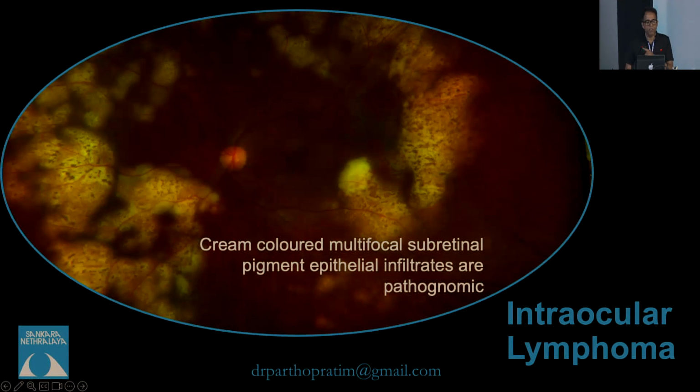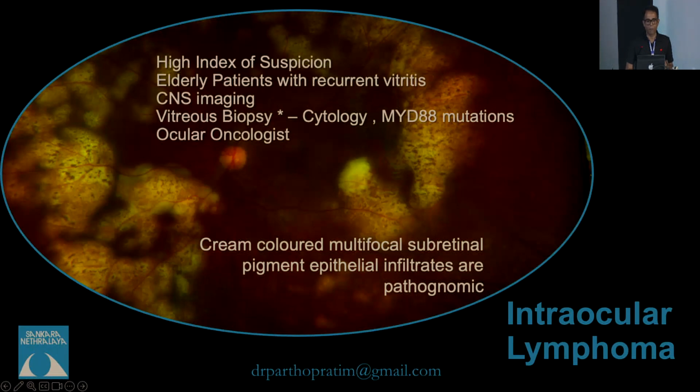The second is if you see this kind of cream colored multifocal subretinal infiltrates in an elderly patient, then you have to suspect the diagnosis of intraocular lymphoma. So what you have to do in elderly patients, you have to do a CNS imaging, you may have to do a vitreous biopsy to take the sample for cytology and mutation, and you have to consult an ocular oncologist.